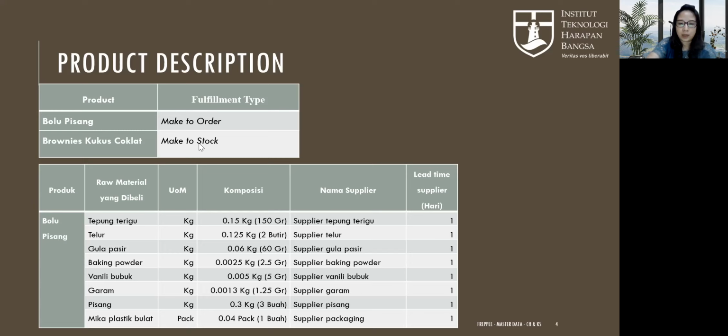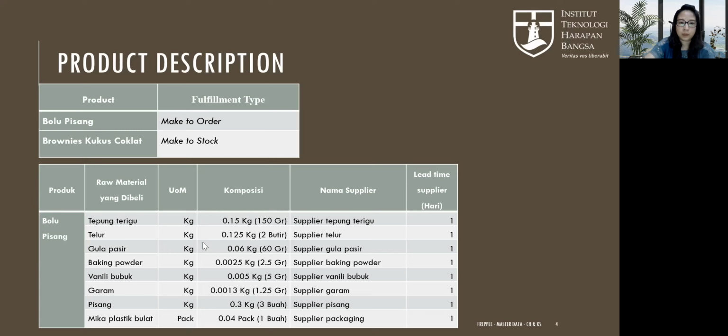And as an example, now I make the brownies itself, brownies kukus chocolate. Sorry, I forgot the name. Brownies kukus chocolate. Okay, and then for the owner, we put the group brownies. Okay, and then for the advanced, we put the category as finished goods.